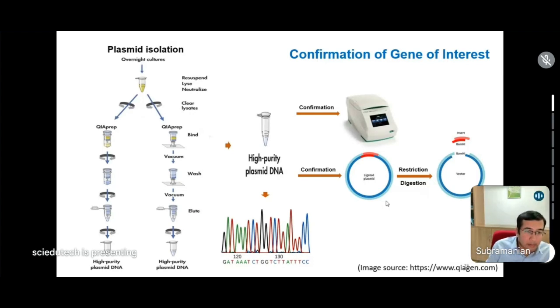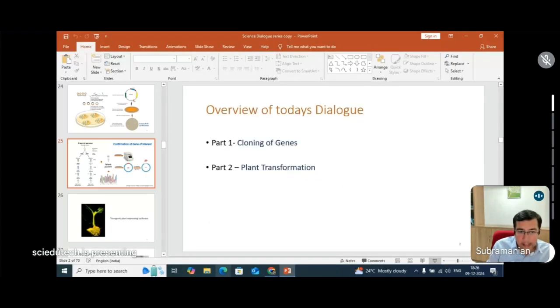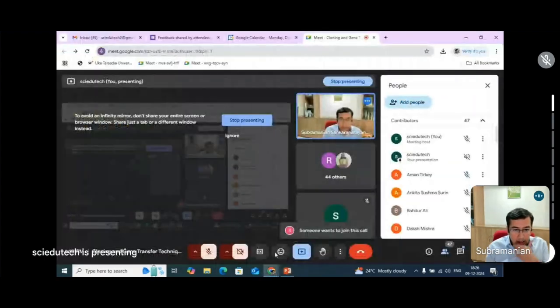You can also isolate this plasmid, purify the plasmid, and then send it for Sanger sequencing.